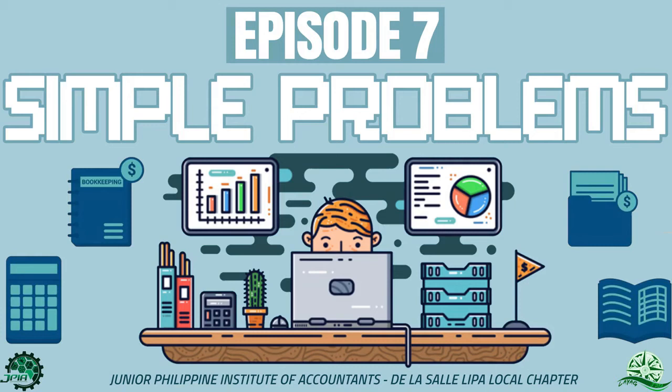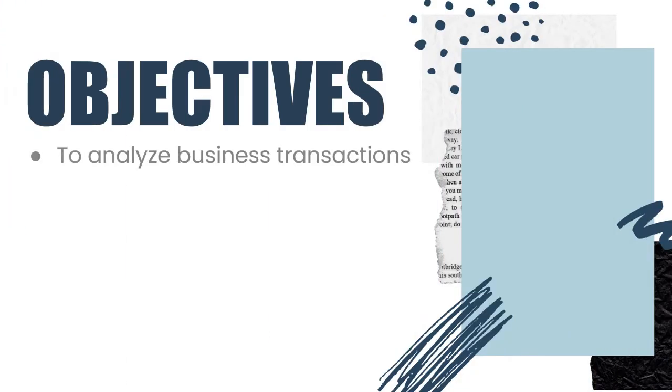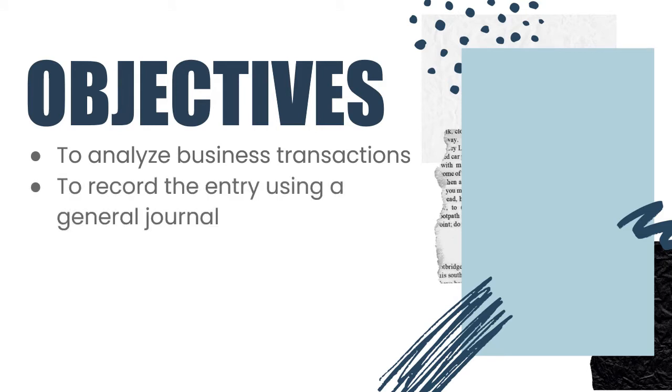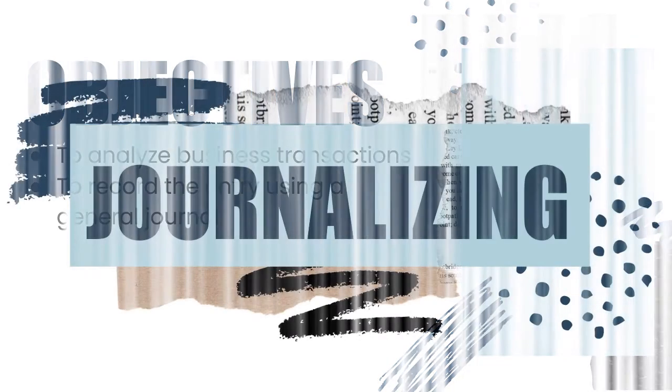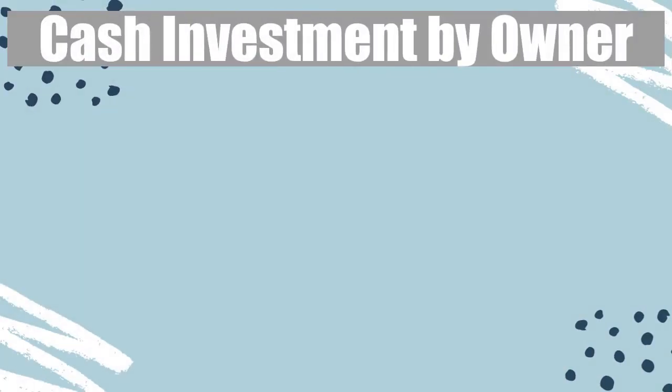Good day! For this episode, we will apply the things discussed in how to prepare a journal entry in simple problems. Our objectives for today are to analyze business transactions and to record the entry using a general journal. In this part, we will journalize a simple problem. Cash investment by owner.